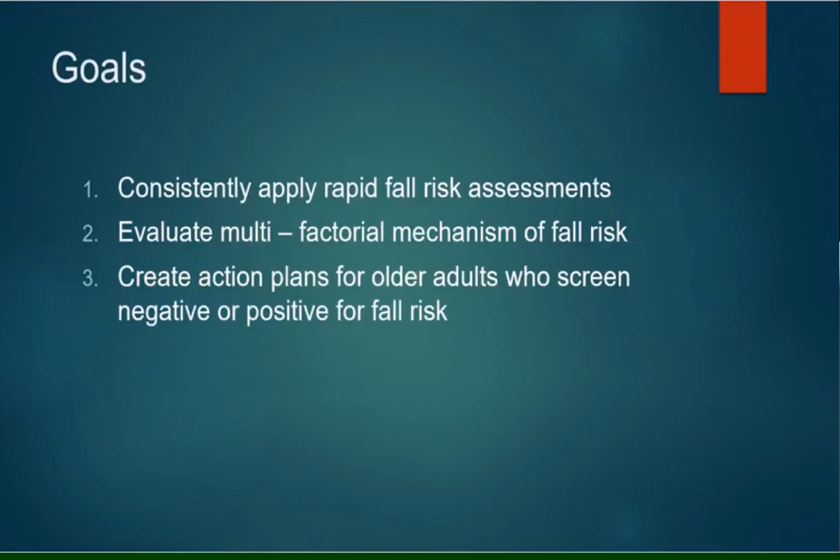So the goals today are to focus on consistently applying the rapid fall risk assessments in our patients with each clinical encounter. If they screen positive, we want to evaluate the multifactorial mechanism for the fall risk and try to mitigate that. So that's basically item 3, to create action plans for older adults, both those who screen negative, so that would be primary prevention of falls, and then those who are screen positive for fall risk.